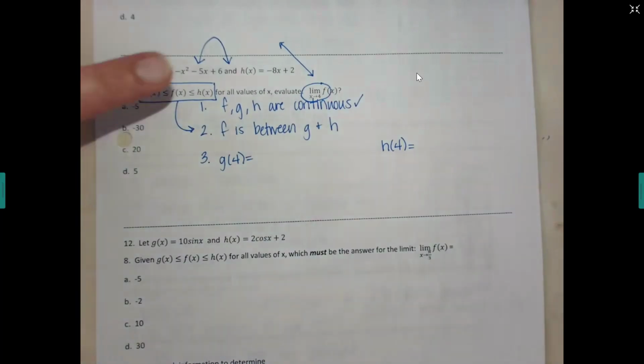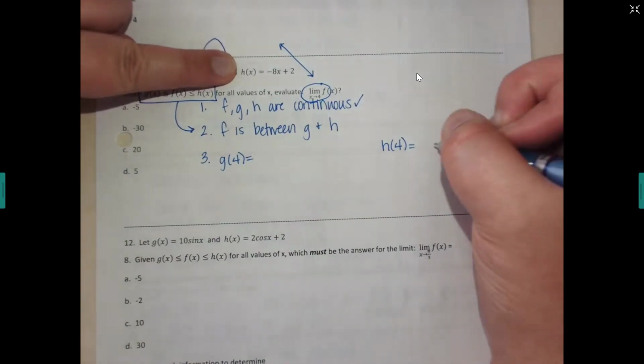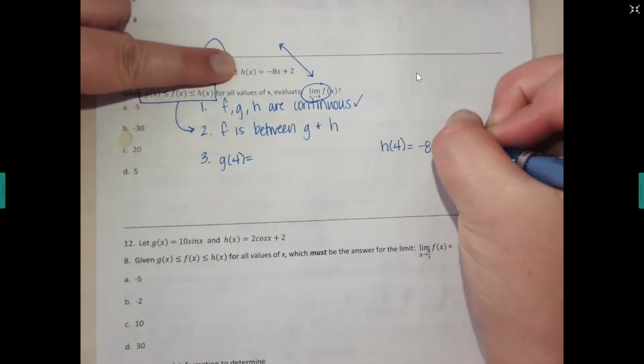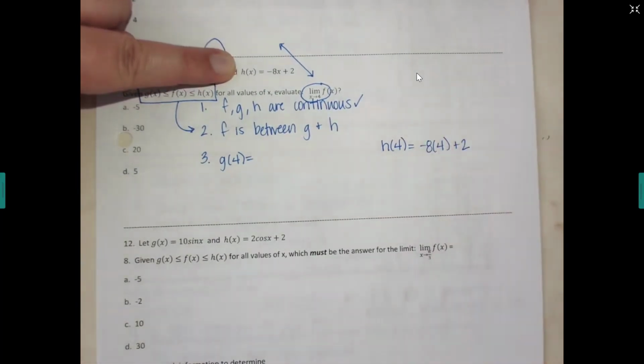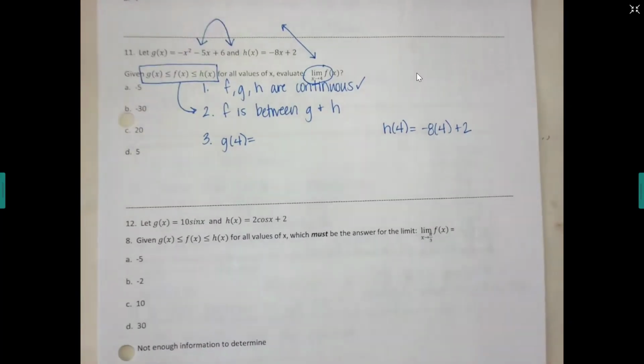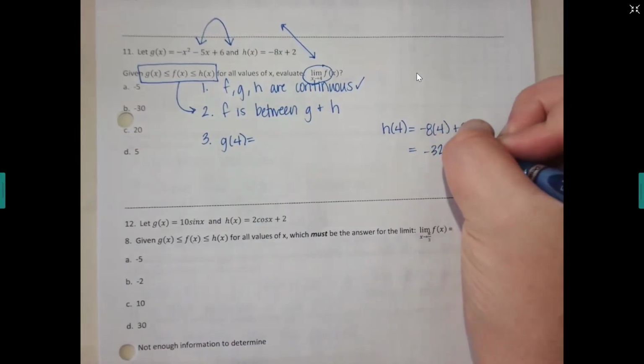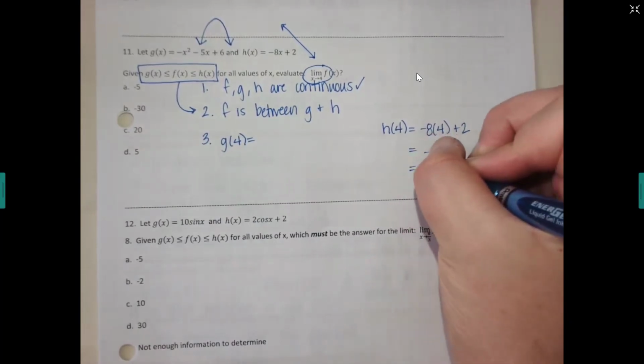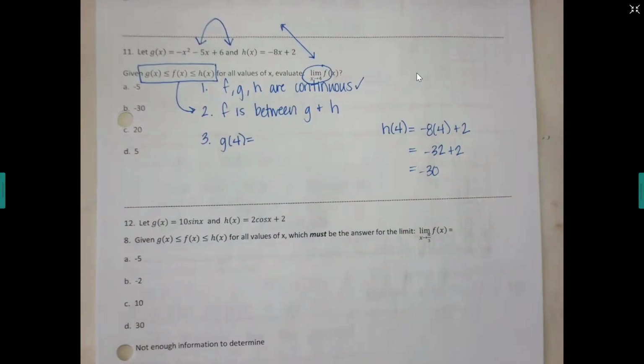So let's plug into H first just because it looks easier. So it's negative 8 times X, which is 4, plus 2. Negative 8 times 4 is what? Negative 32 plus 2 is negative 30. So I know that H hits negative 30 for the Y value.